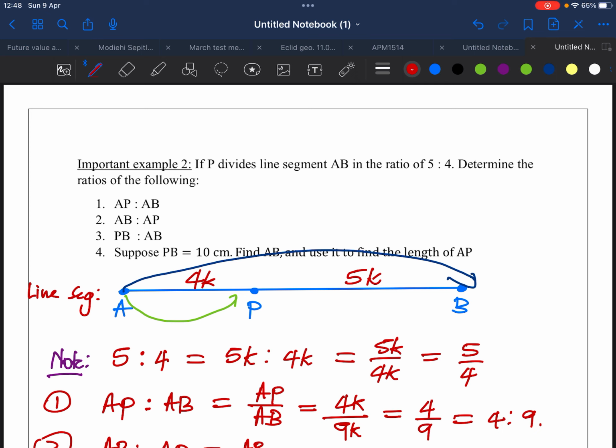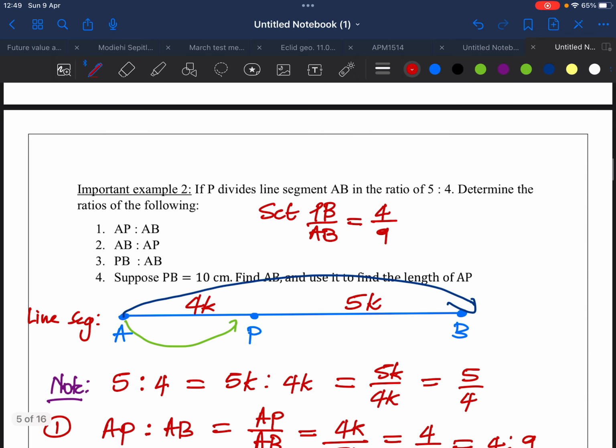Remember, these two, 4K and 5K, are not the lengths. They are just ratios. That is why we have inserted the unknown letter K to show that this is just the ratio, not the length. So now we will just set PB over AB to be equivalent to what? PB is just 4. AB, we know it's 9.